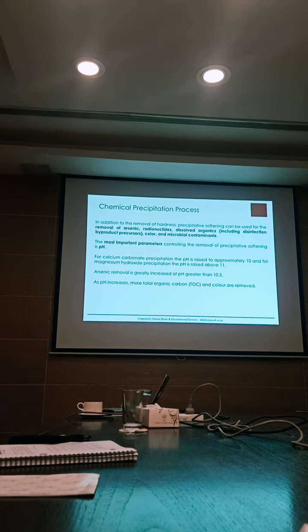Do the jar test. How high the pH needs to be depends on the concentrations of these and how much you want to achieve at the end. And then we start getting into some serious contaminants that we can remove through precipitation, through pH increase.